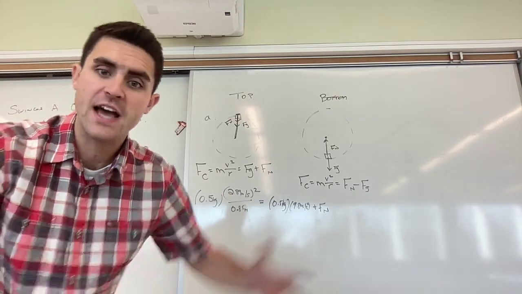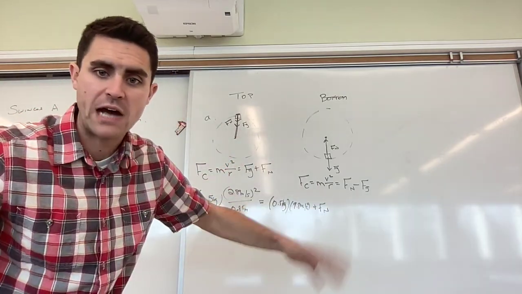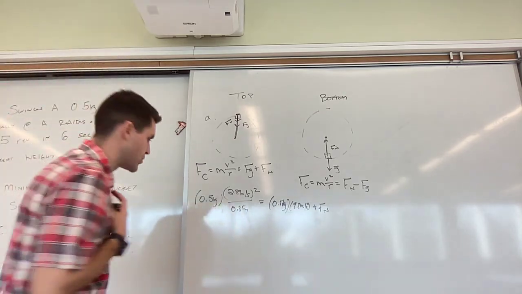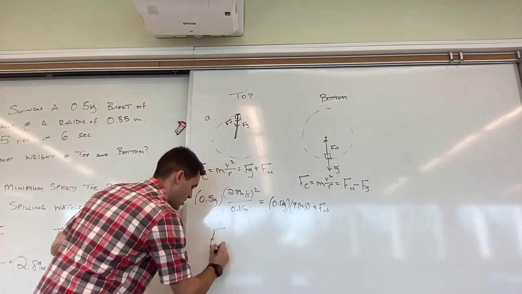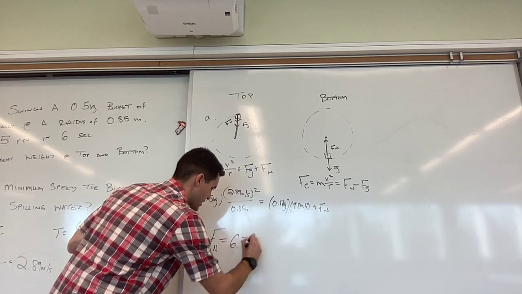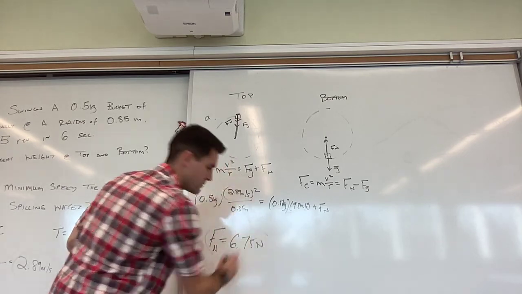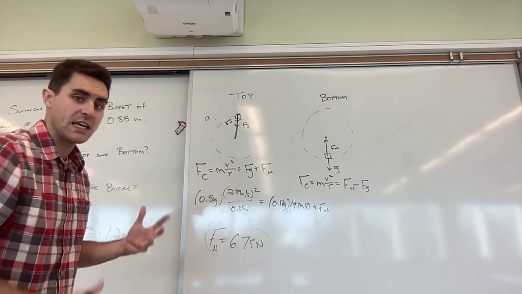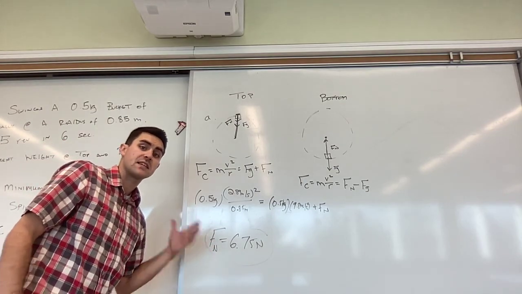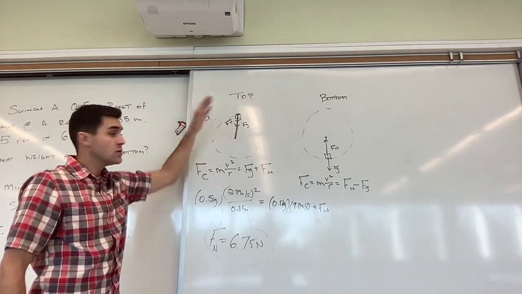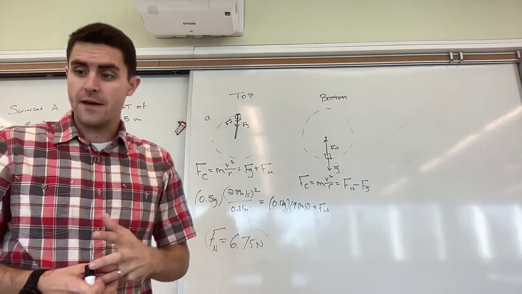I algebraify. I trust you can solve this algebra. When I solve this algebra, what I end up with is that the normal force equals 6.75 newtons. This is what I get for the apparent weight at the top of the circle. Okay?